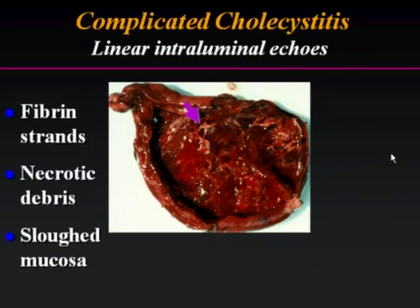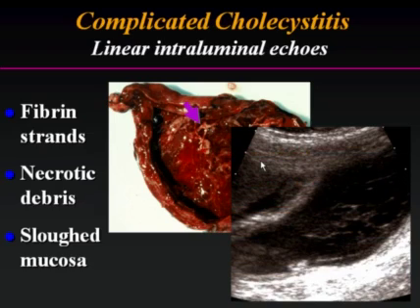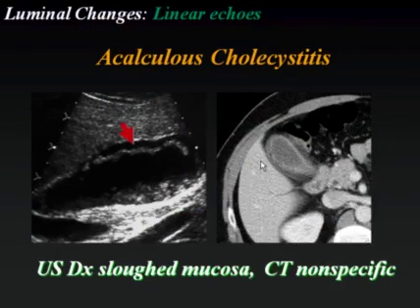Now, linear intraluminal echoes are critical because they often indicate fibrin strands, necrotic debris, or sloughed mucosa. Here in this past slide, you can see, in addition to the hemorrhage, these linear white strands of dead necrotic tissue, as well as the fibrin strands of clot. Sonographically, that looks like linear internal membranes floating in the lumen of the gallbladder. That should always prompt you to consider complicated cholecystitis, particularly gangrenous cholecystitis.